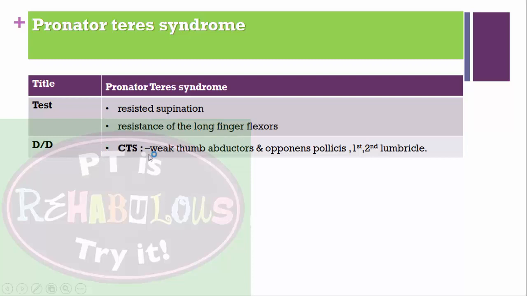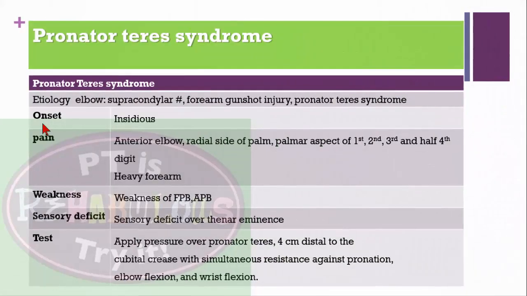And we can differentially diagnose this from carpal tunnel syndrome. In that, weakness of the thumb abductors and opponens pollicis is affected. First and second lumbrical is affected. However, in pronator teres, only the first, second, third, and fourth digit is affected.